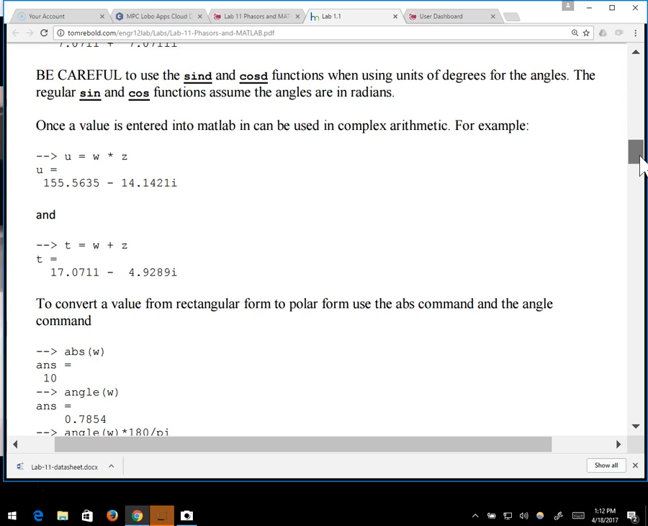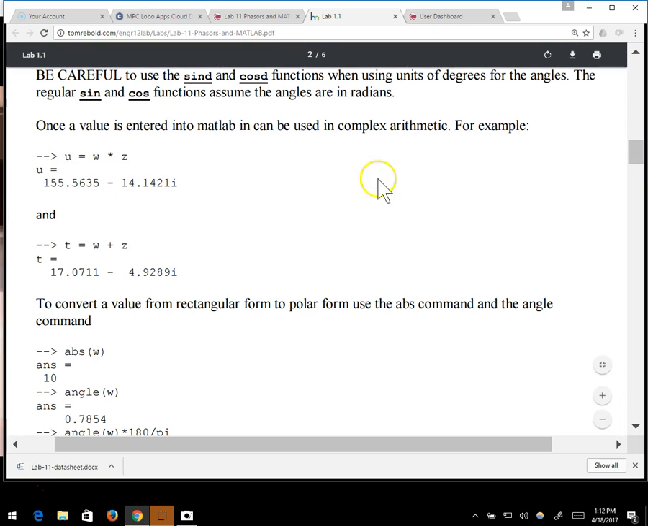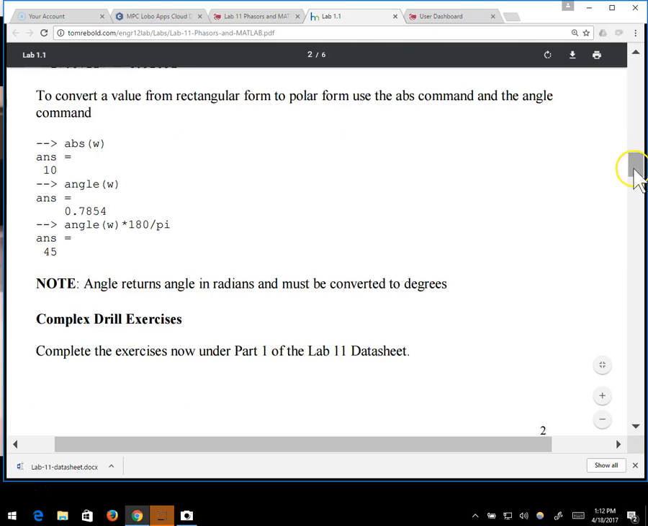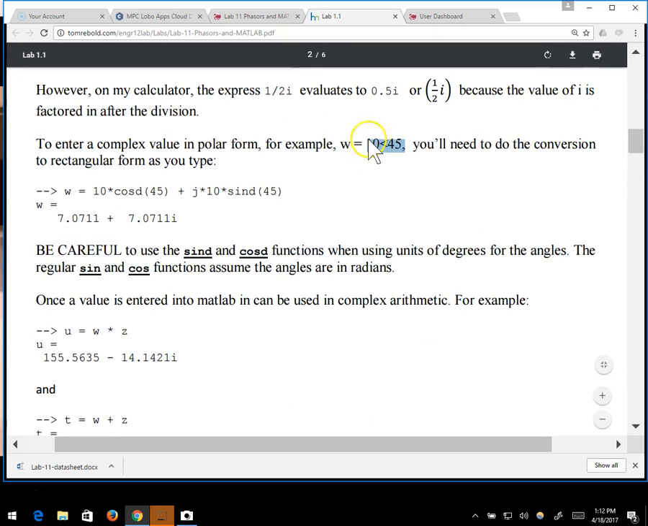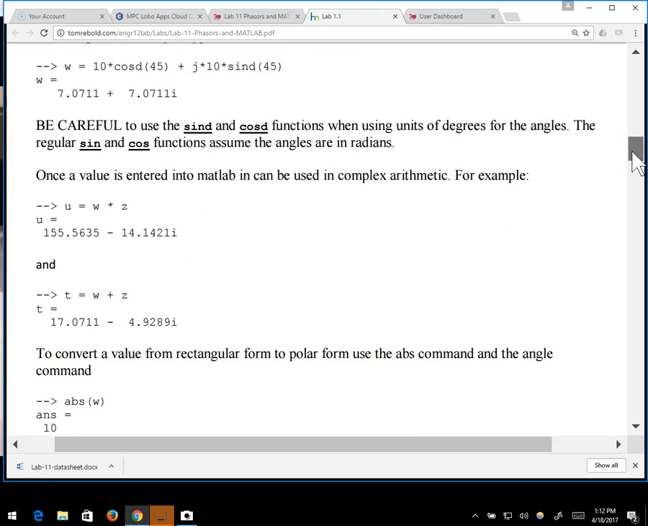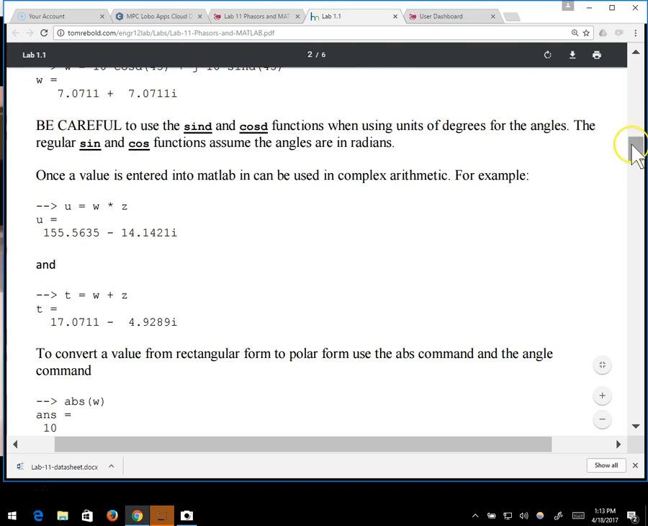You can multiply these together. You can add them together and come up with different numbers. This operation is basically going from a polar form to a rectangular form, which is how MATLAB normally likes to represent complex numbers. On MATLAB, if we have a polar number, we should generally convert it to rectangular. If you're going to do any kind of arithmetic on it, you have to actually enter it in as a rectangular value.